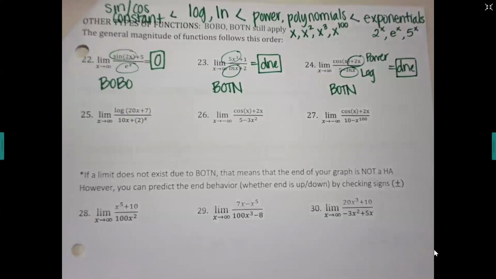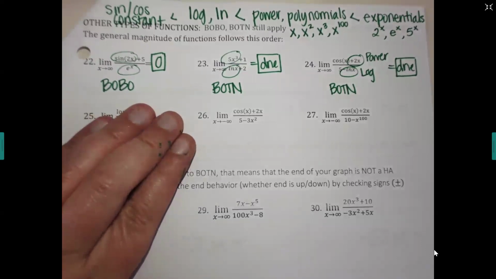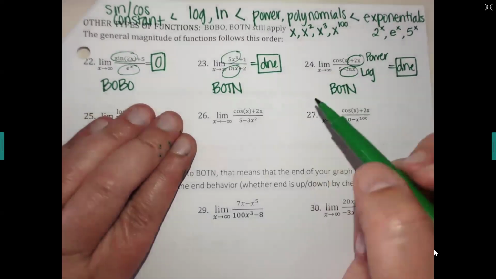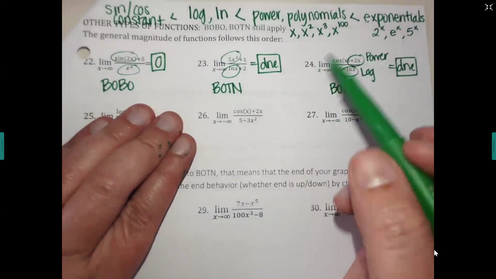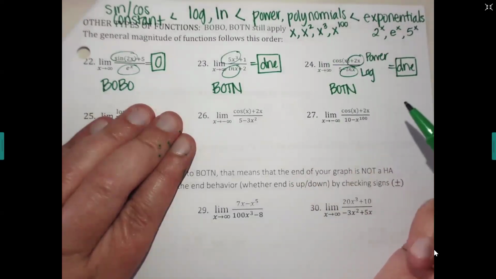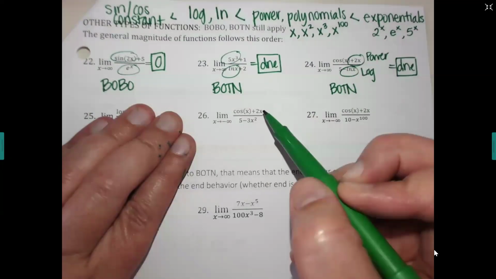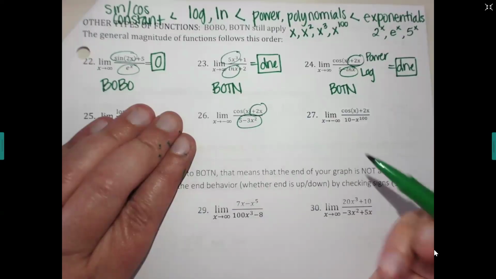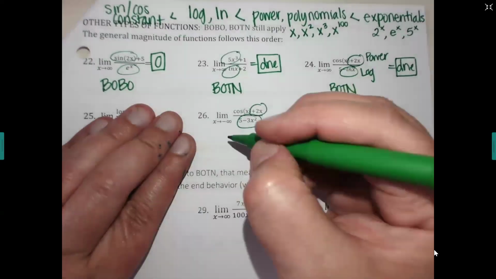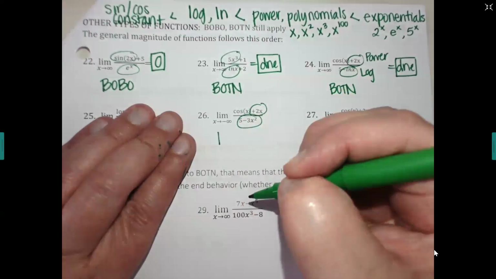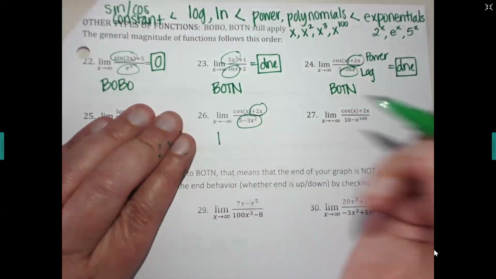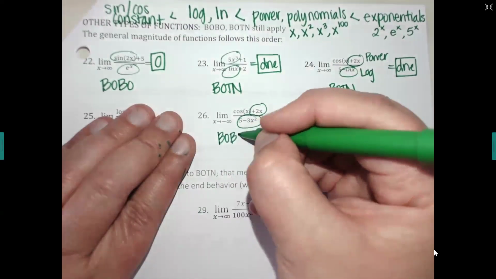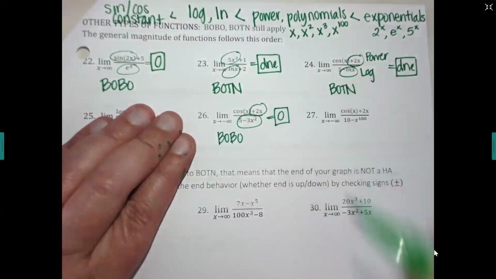All right, let's check your work. Come back together for me on 26. We're going to come back to 25. Okay, for 26, what's the biggest thing on top? Okay, biggest thing is 2x. On bottom, what is it? 3x squared. So is it a Bobo, a Button, or a Betsy? Bobo. And Bobo goes to 0.